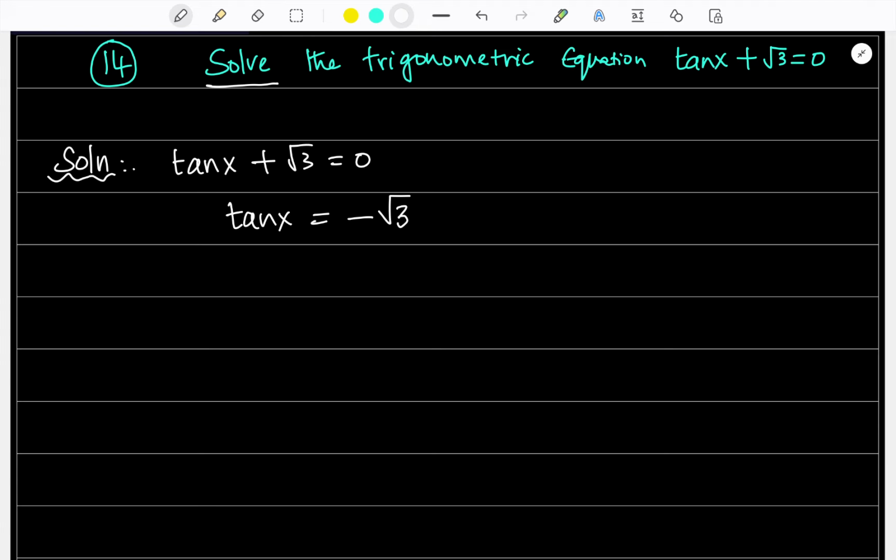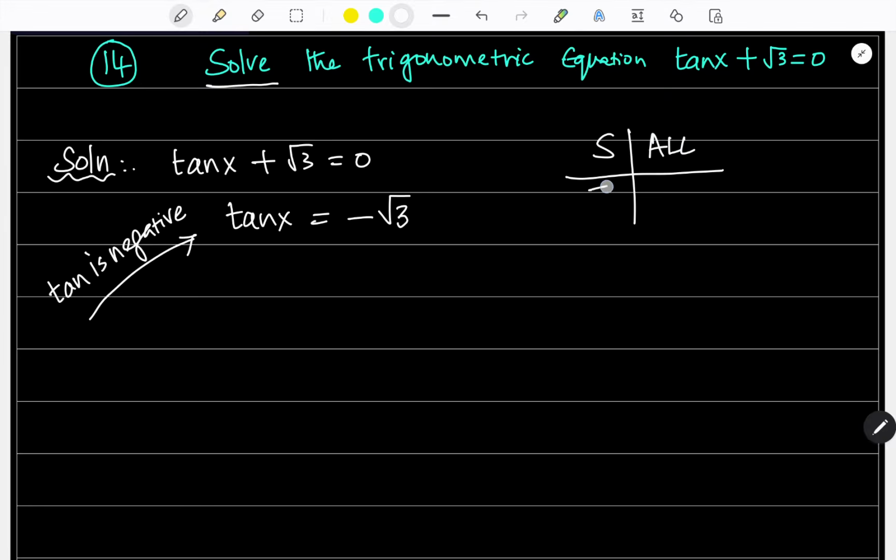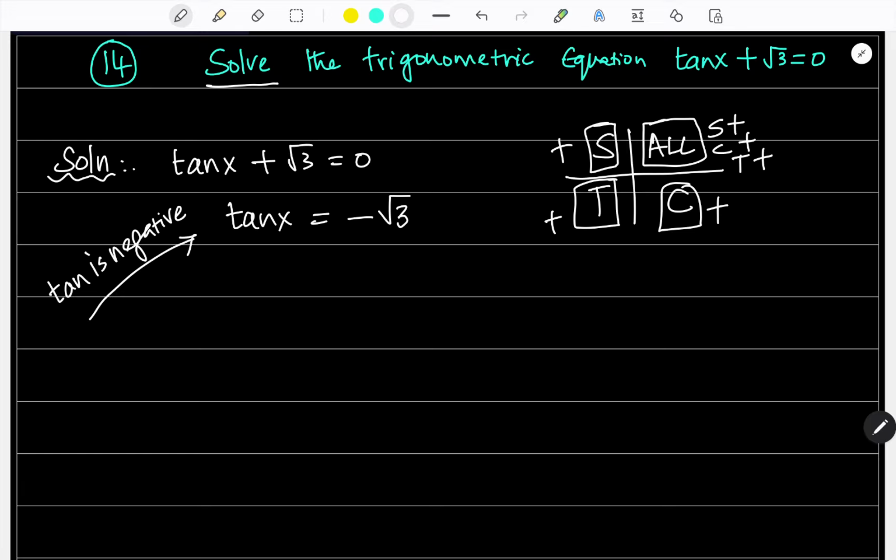So when tan x is equal to negative root 3, what is the conclusion? Tan is negative. What do you mean by tan is negative? Look here. This is all, this is S, this is T and C. Tan is positive here, cosine is positive here, sine is positive here. And here sine, cosine and tan are all positive. Now what is the question? The discussion is that tan is negative.